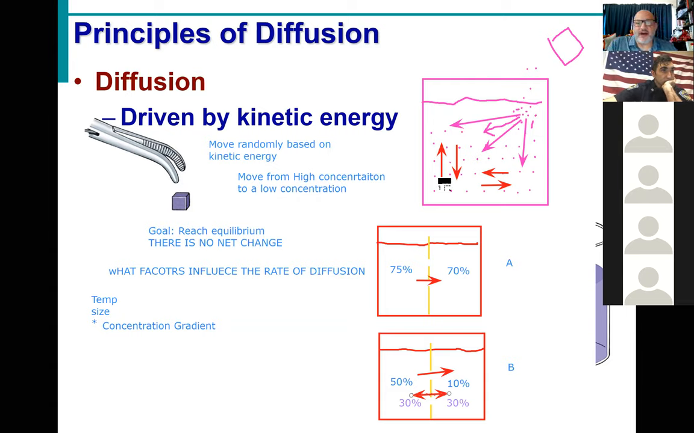Excellent. So size, temperature, concentration gradient. What's another factor that could influence how quickly diffusion takes place? Is it the fill of water or not? Sure, the medium could affect it, but again, we don't necessarily have to change those types of factors. Well, here, let me give you another example.